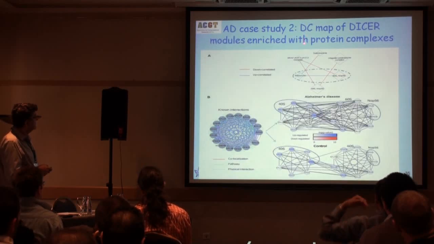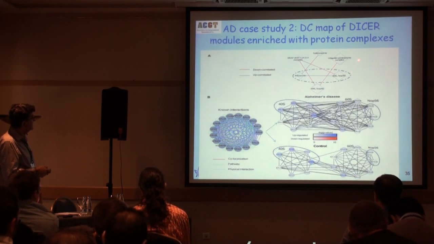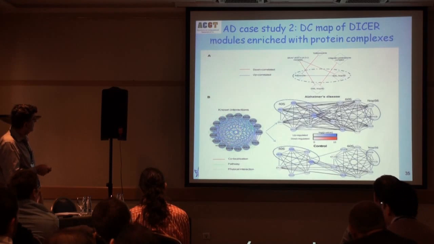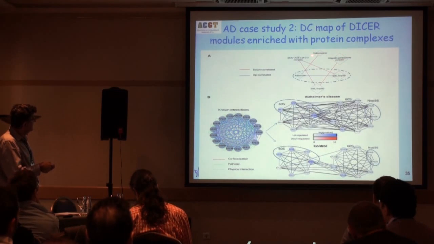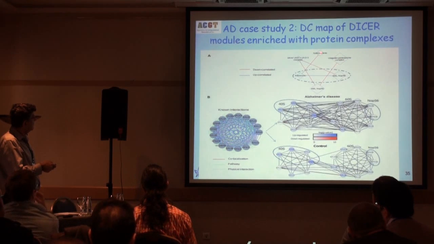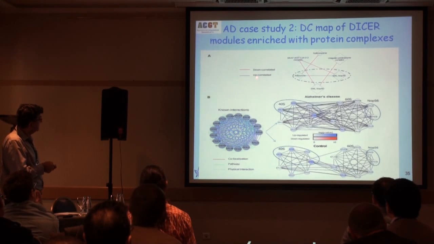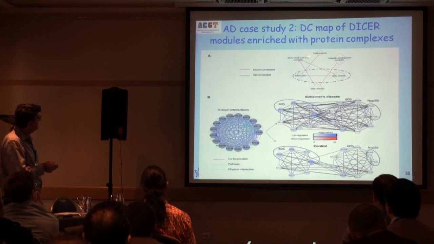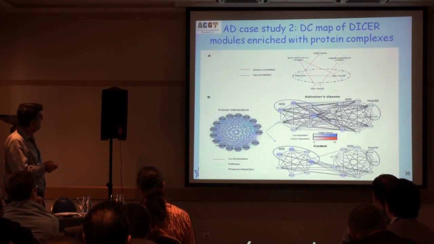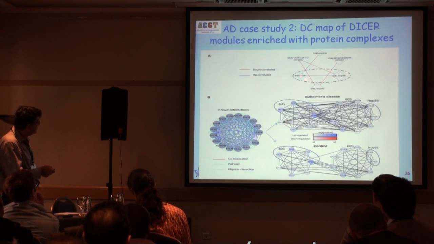So here is a map of the meta-modules of Dicer that were enriched with protein complexes. Each of these sets is a module, and the red edges indicate down correlation between them, and blue indicates up correlation. And these are the enrichments of the protein complexes in each of them. So let's focus on these meta-modules.